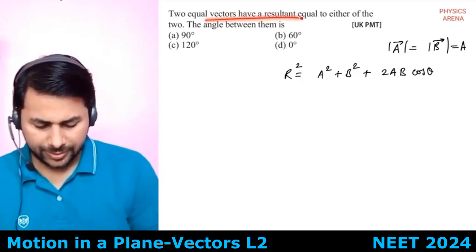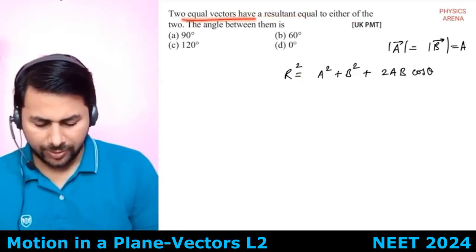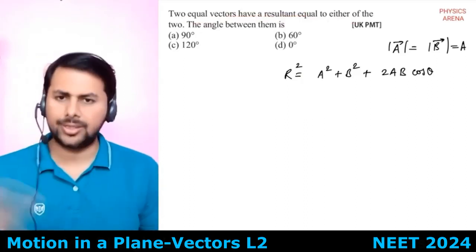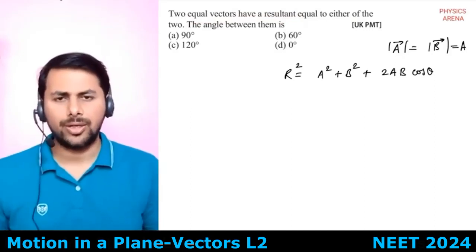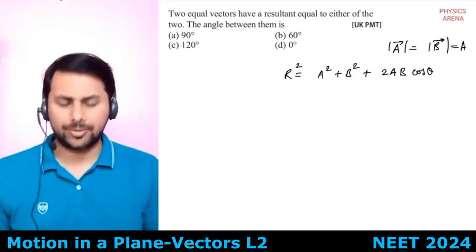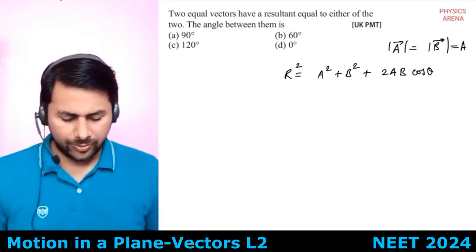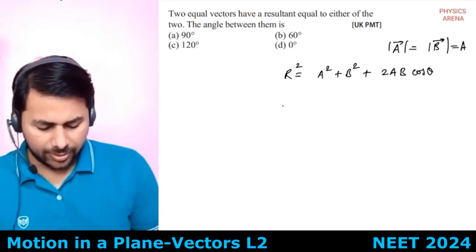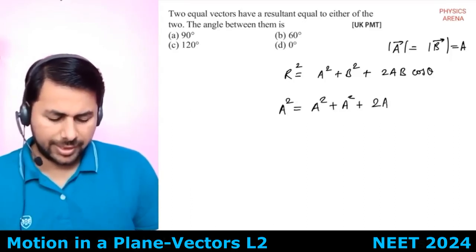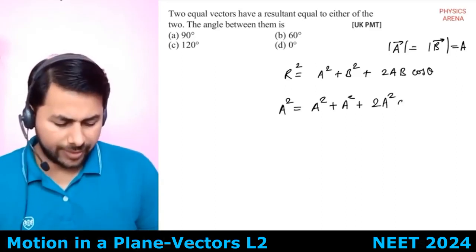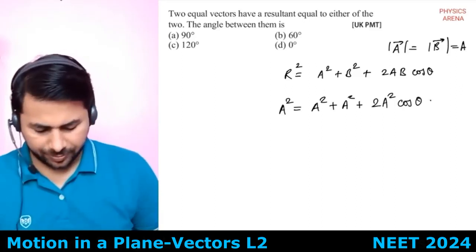Okay, the two equal vectors have resultant equal to either of the two. So resultant magnitude is also equal to what? Magnitude of first one or magnitude of second one. Therefore, what will you get here? So I can say this is A square is equal to A square plus A square plus 2 times A square, A into B is also A square, multiplied by cos of theta.